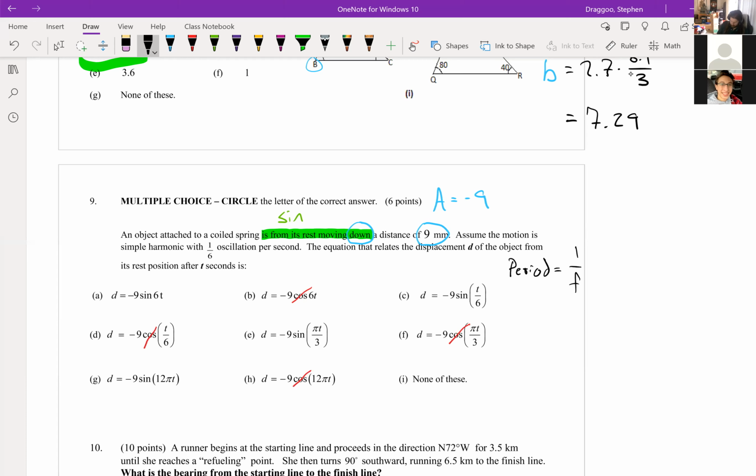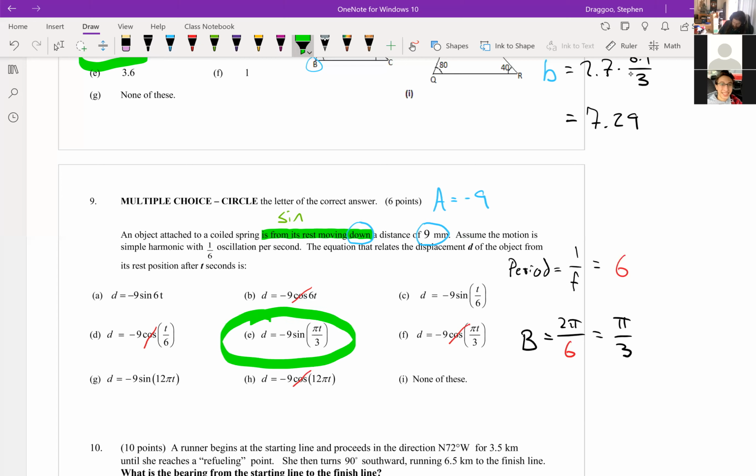So the period is 1 over f, so it's 1 over 1/6, 1 over the frequency, which means that b is 2 pi over 6, or pi over 3. Which means that option E is the one that we want. Circle that 1/6 because that was the other thing that was important.